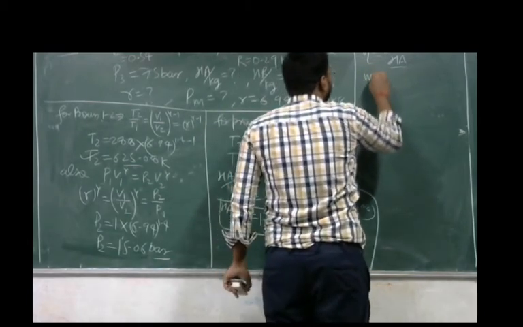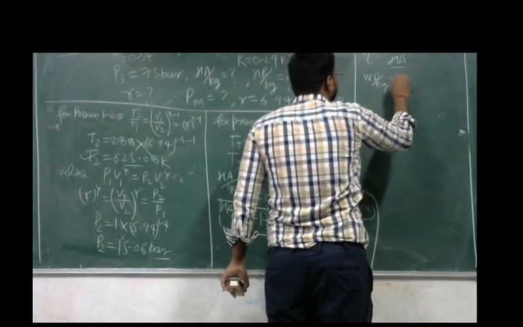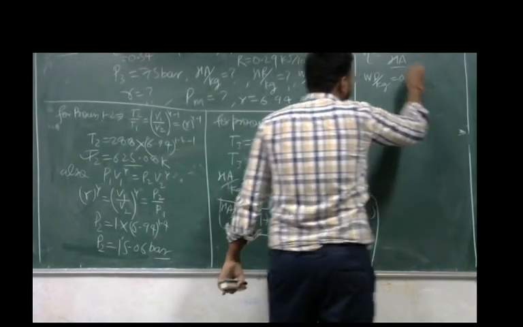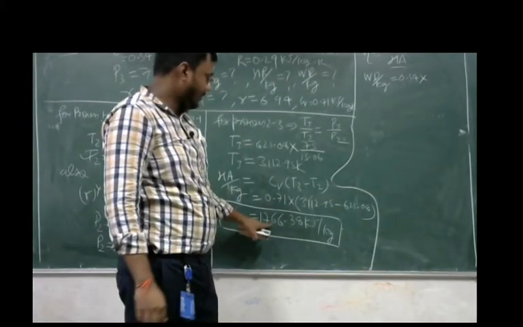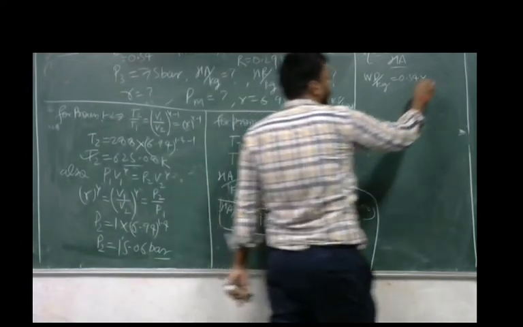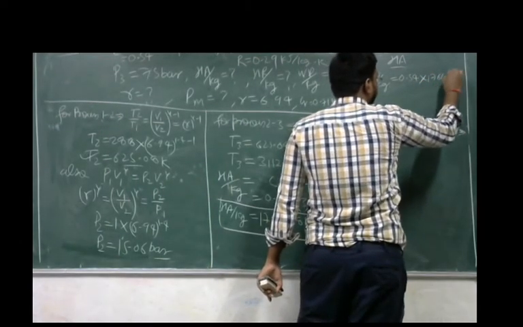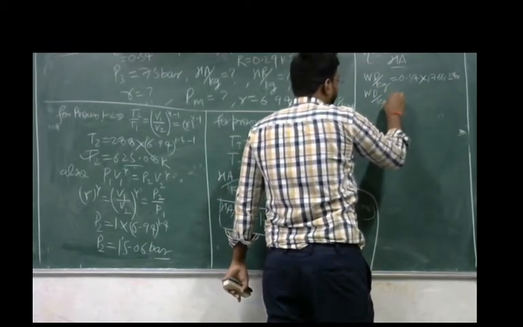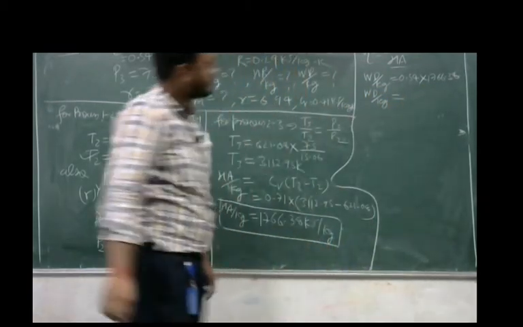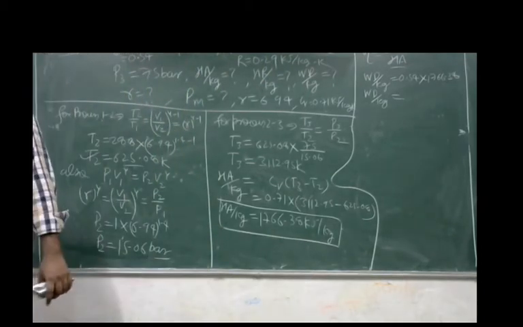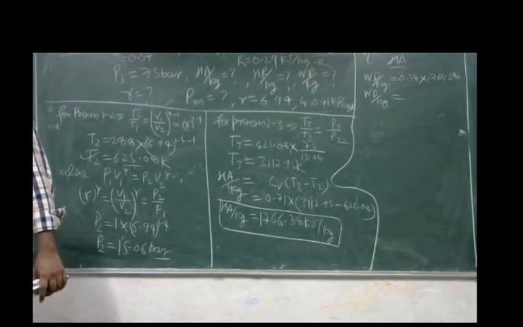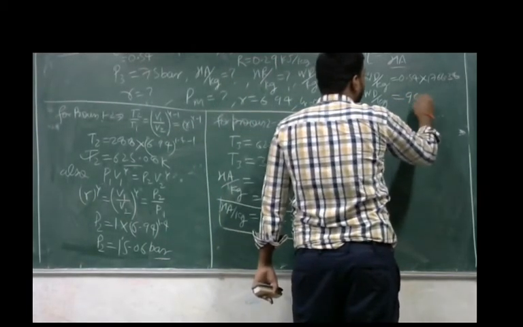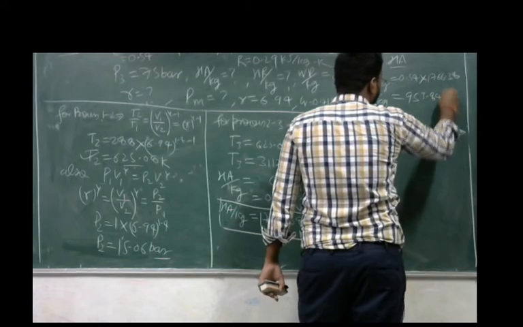So work done per kg equal to eta, which is 0.54, into heat addition, which is 1766.38. So we get the value of work done per kg, if you calculate this value, equal to 953.84 kilojoule per kg.